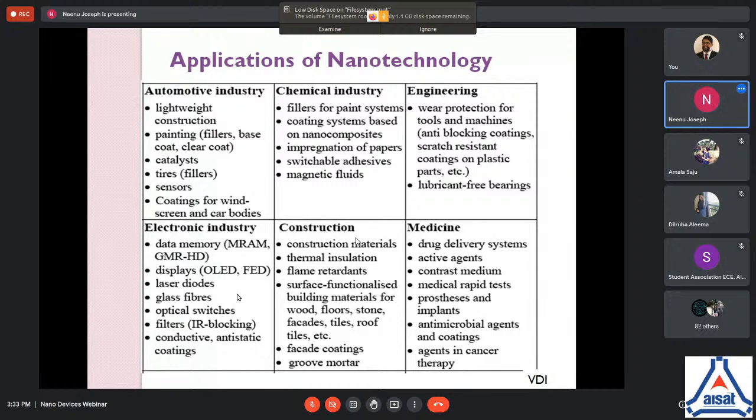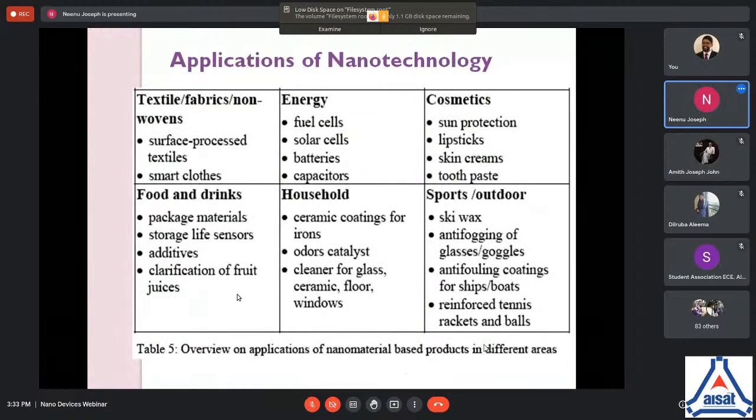glass fibers, etc. Construction site, construction material, thermal insulation, flame retardance, surface functionalized building materials for wood, floors, stone, facades, tiles, roof tiles, etc. Coming to medicine, drug delivery system, active agents, contrast medium, medical rapid test, etc. And in textile, fabrics, non-woven surface, process textiles, energy, fuel cells, solar cells, batteries, capacitors.